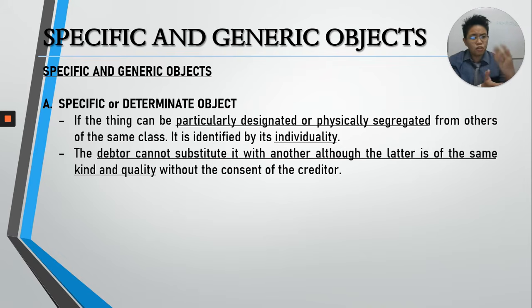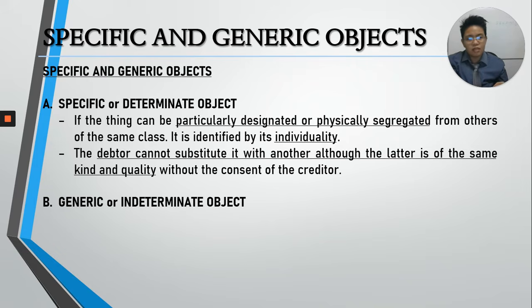Kahit na ibang Toyota Vios na pula, pero iba yung plate number, hindi pwede. Kasi it is not the very object that is talked about. Hindi yun ang pinag-usapan. Ang pinag-usapan natin yung plate number na ABC 123. Mas mahal pa yung sasakyan, hindi rin pwede. Kahit lalo na kung mas mura pa yung sasakyan, lalong hindi pwede. Unless there is consent of the creditor. Specific, unique, yun ang specific or determinate object.